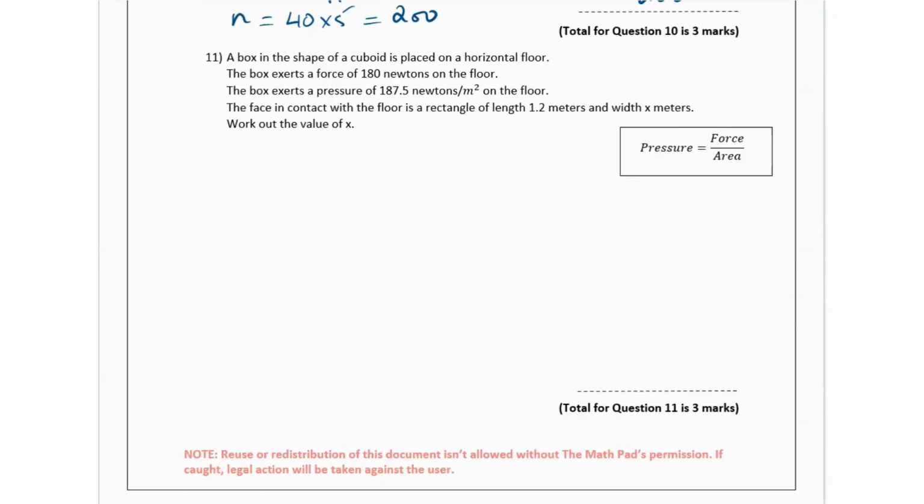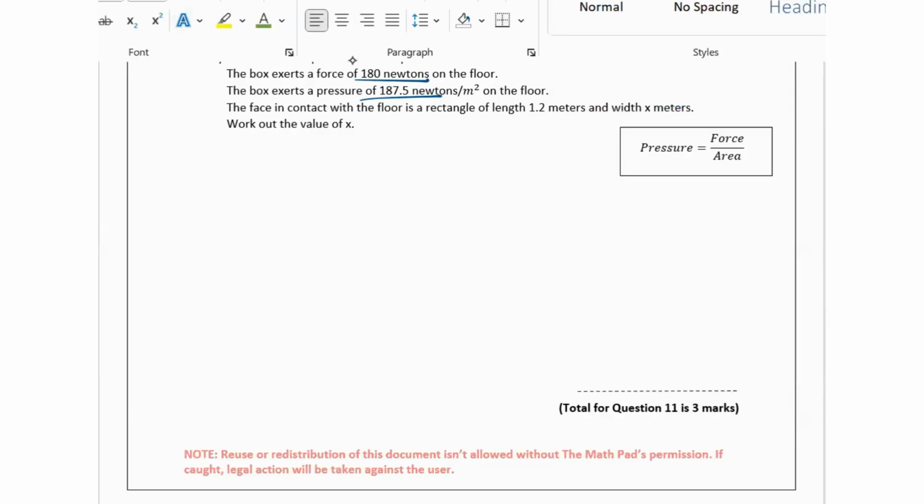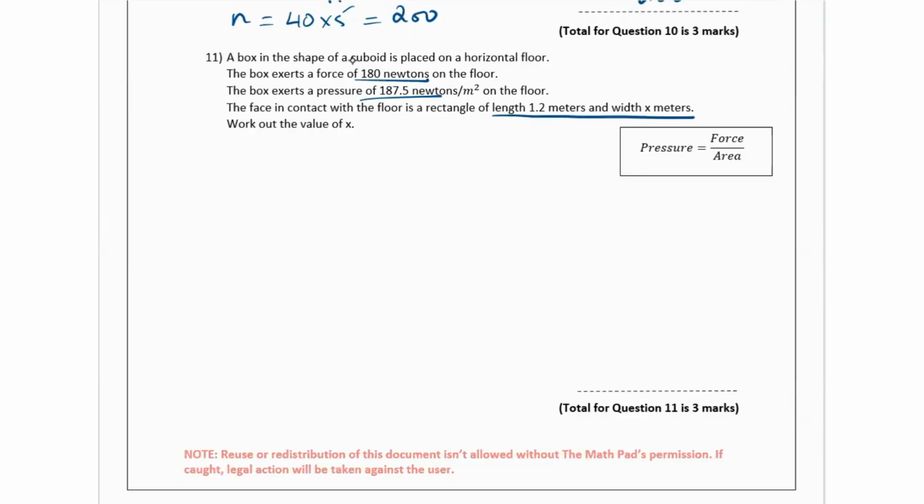So as you can see, pressure equals force over area. We have the force, we have the pressure, we don't have the area, but what we do have is one of the lengths. So if we create the equation, it's 187.5 equals 180 divided by 1.2 times x.